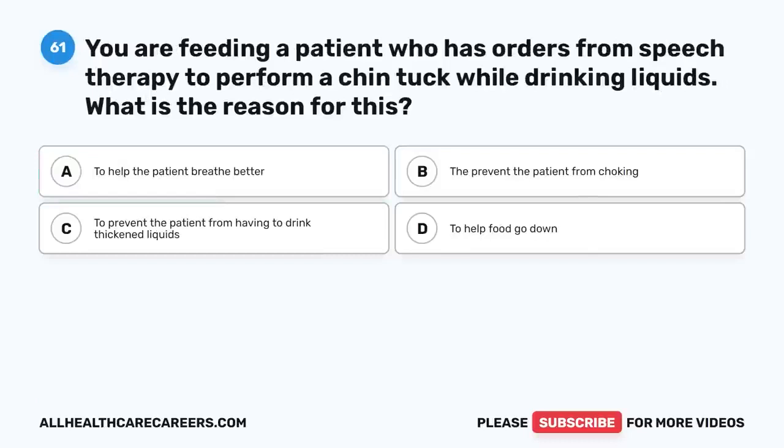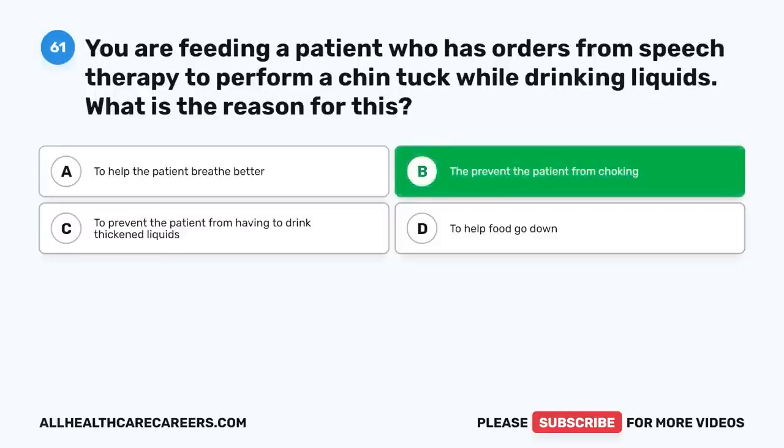Question 61. You are feeding a patient who has orders from speech therapy to perform a chin tuck while drinking liquids. What is the reason for this? A. To help the patient breathe better. B. Prevent the patient from choking. C. To prevent the patient from having to drink thickened liquids. D. To help food go down. The correct answer is B.